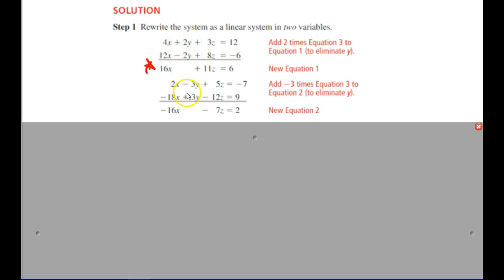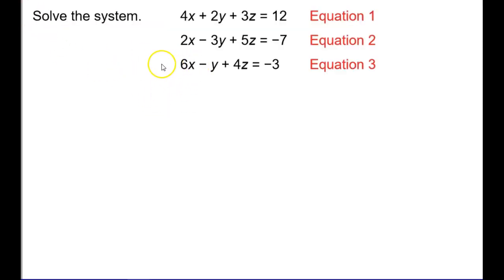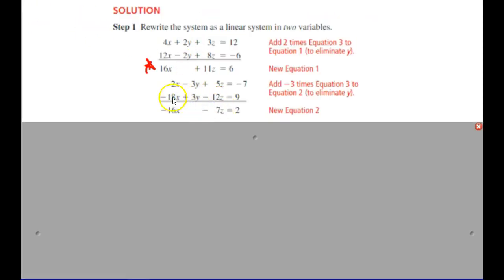Okay, so I take my third equation, that same original third equation I used before, right, this one right here, except I'm going to multiply everything times a negative 3. And that will help me also eliminate my y values. Once I do that, I end up with negative 18x plus 3y minus 12z equals 9.